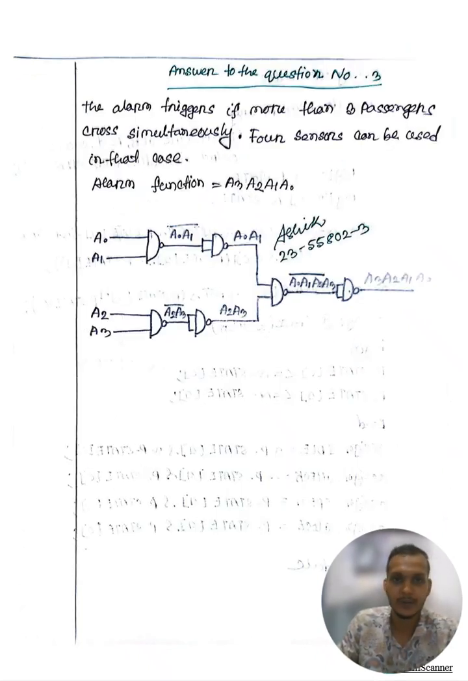The alarm triggers if more than 3 passengers close simultaneously. 4 sensors can be used in that case. The alarm function is A3, A2, A1 and A0. I implement this function through a NAND gate, and these are implemented to get the function.